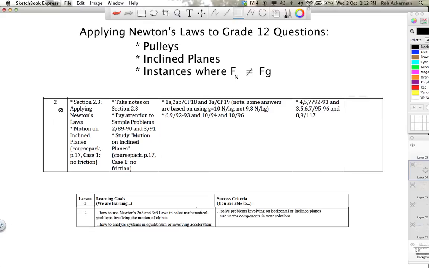So just to show you where we're at in the homework schedule, we are in lesson 2 as I mentioned. We're in section 2.3 of the textbook, applying Newton's laws. As usual, make sure you take some notes in there, watch the sample problems. And also there's one part that you have to go to your course pack for. That's this one, motion on inclined planes. It's in your course pack.